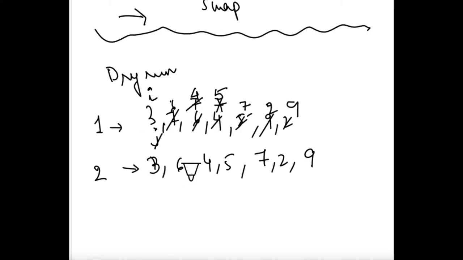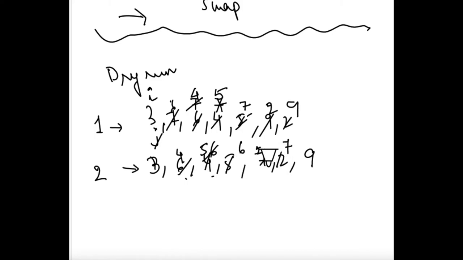3 and 6 is fine. 6 and 4 will be compared. So this will become 4 and this will be 6. 6 and 5 will be compared. So this will become 5 and this will become 6. 6 and 7 is fine. 7 and 2. Okay. So it will go only till 7. 7 and 2 does not look okay. So 2 will be here and 7 will be over here.